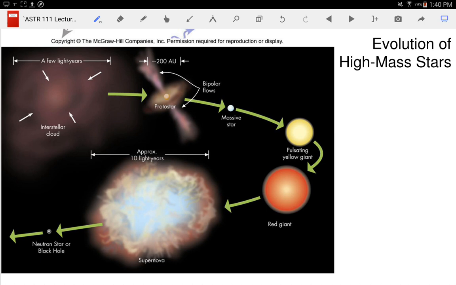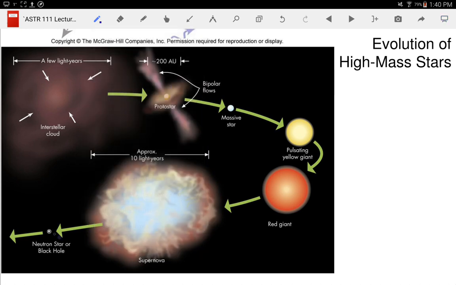Forms the protostar that looks once again the same. The massive star, the only difference for the massive star is instead of looking kind of yellowish, this one looks more bluish. Why would it look more bluish? Hotter, exactly. Goes through a pulsating yellow stage, a little bit different. Becomes a red giant, well, that's the same. Then becomes a supernova. Notice the size there. How's the size of that supernova compared to the size?